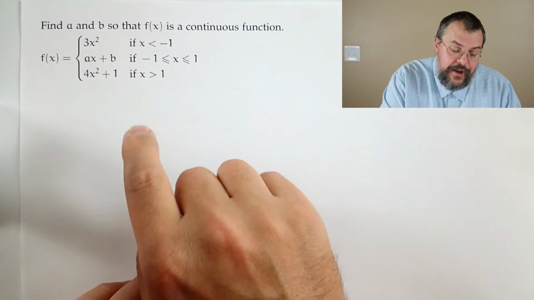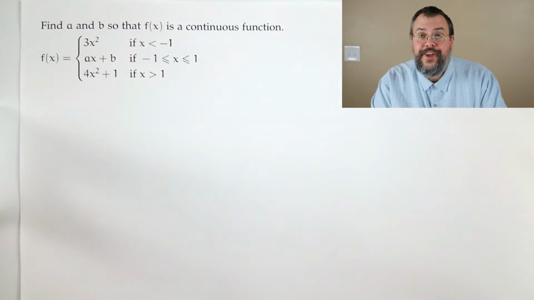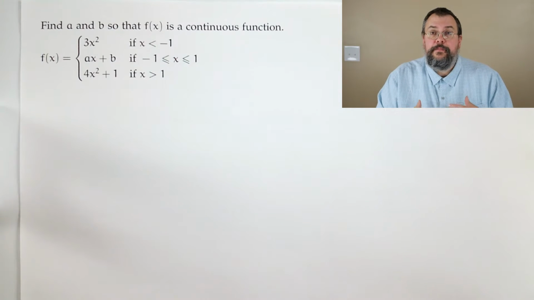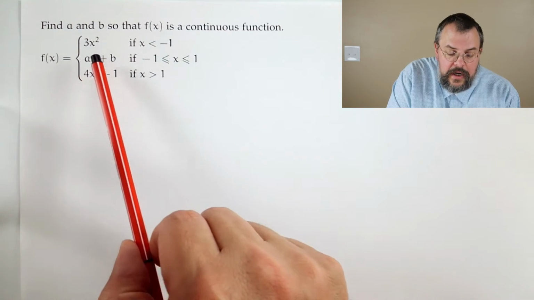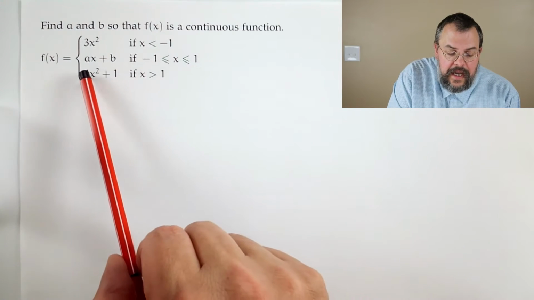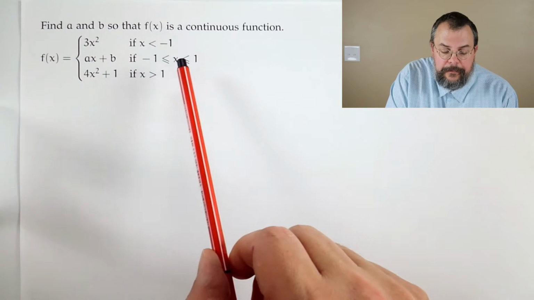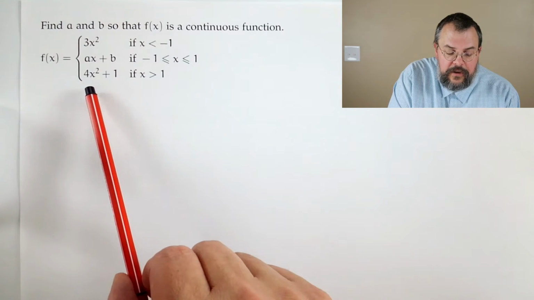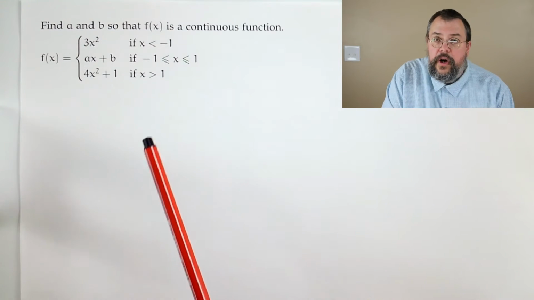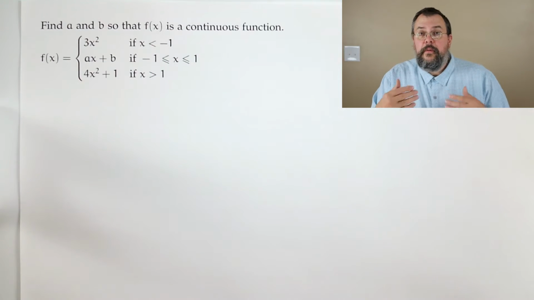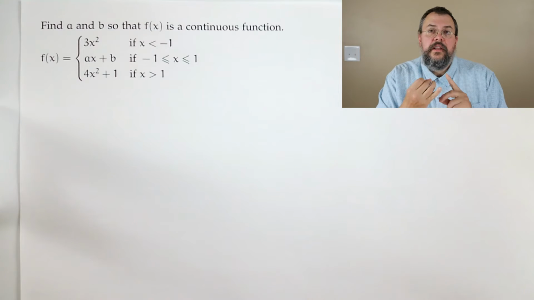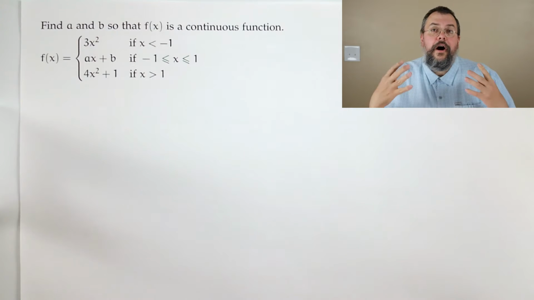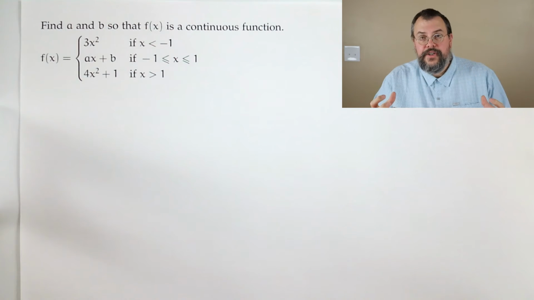Find a and b so that f of x is a continuous function. So f of x is a piecewise function. It's built up of three little pieces. 3x squared if we're below -1, ax plus b if we're between -1 and +1, and 4x squared plus 1 if we're above 1. Now, if we think about these individual functions, we see a polynomial, which is a quadratic, then a line, which is a polynomial, and then another quadratic. All of these are nice functions.